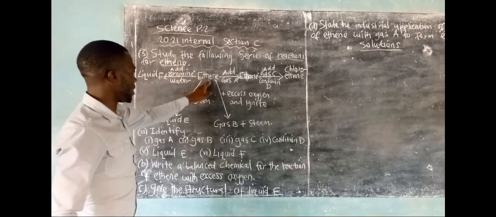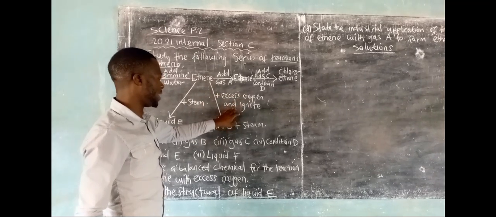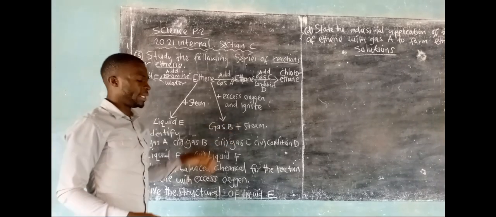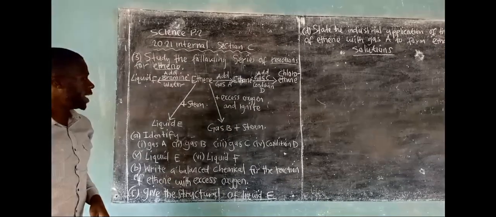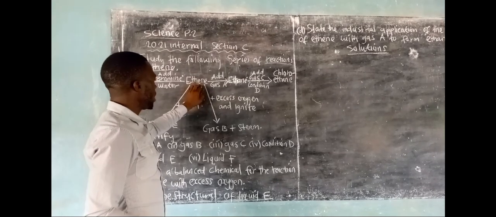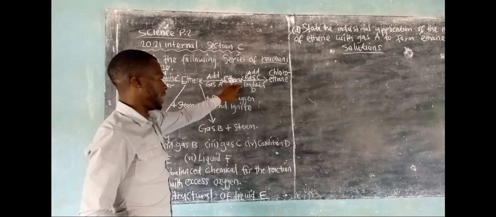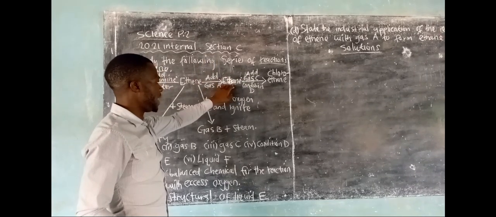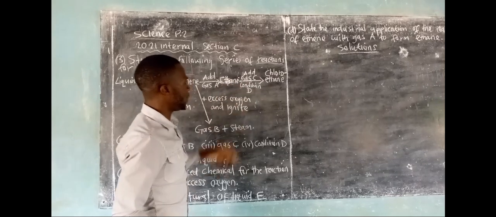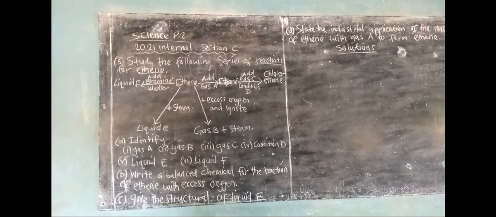The same ethene also reacted with the excess oxygen and ignited there to produce gas B and the steam. Okay, and then from the same ethene, when we add gas A, it will produce ethane. And then ethane, they add gas C and the condition D to produce chloroethane. Okay, let's get to the questions.